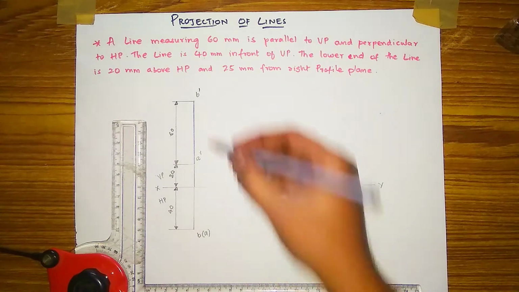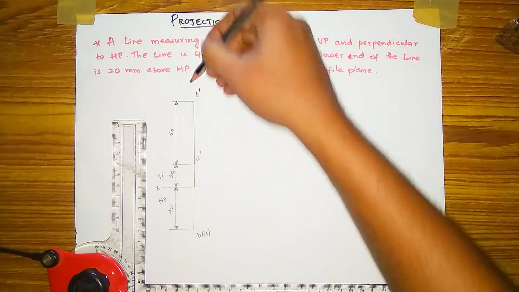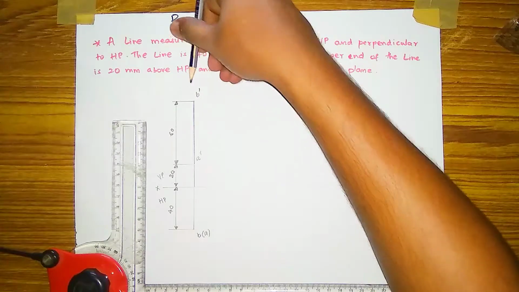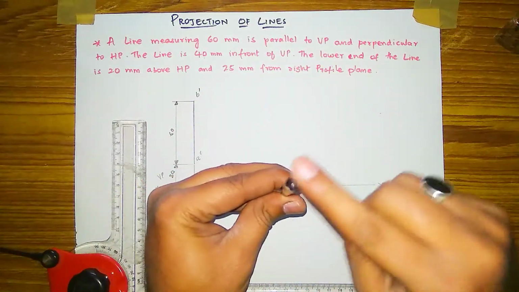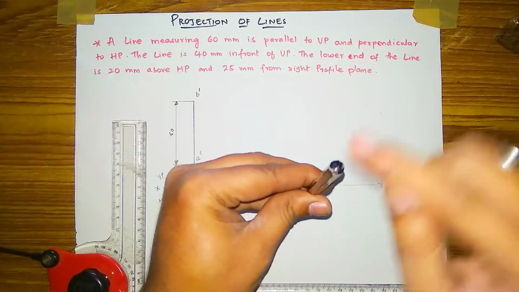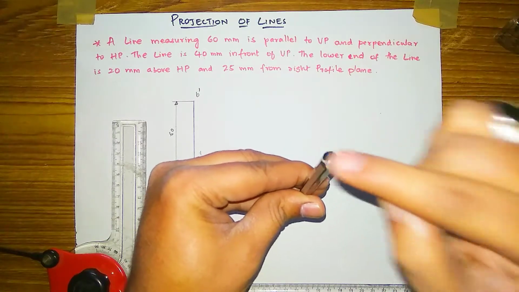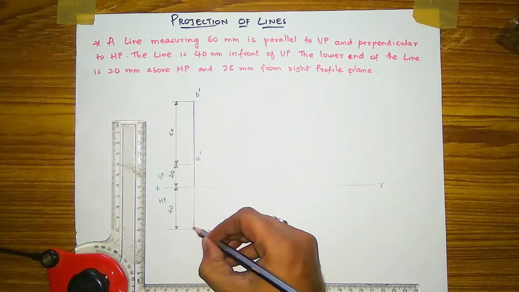Okay, then if you see this line from the top, the line looks like a point. If you see this line from the top, from here, it looks like a point only, no? So put a dot here.